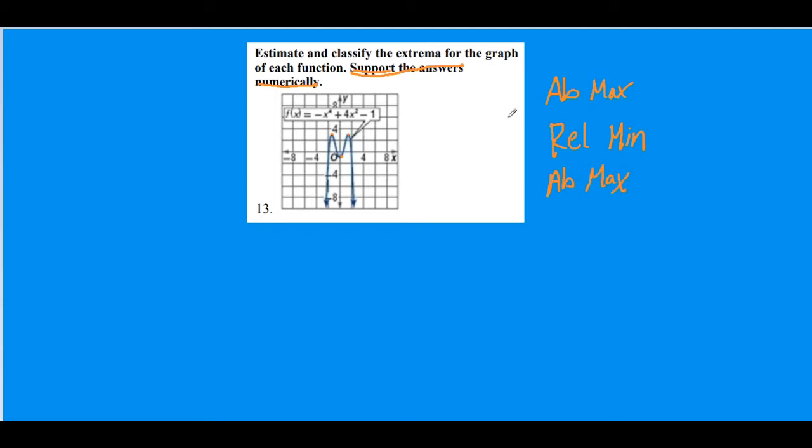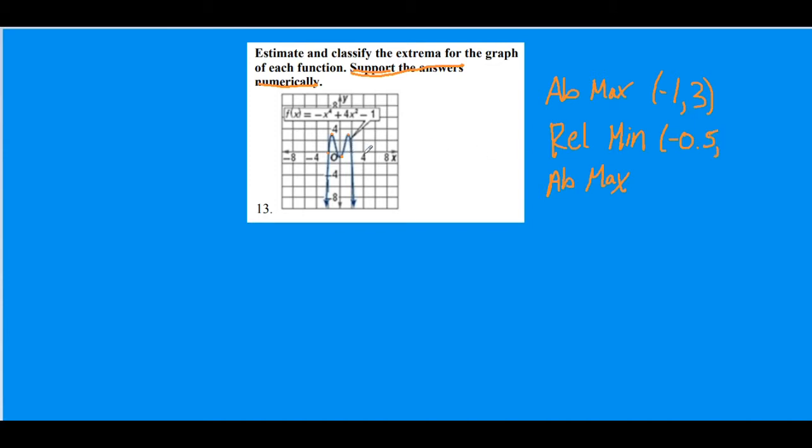And let's estimate these points. So let's see, what's our scale? Goes by 2's. So negative 2 is right here. That's about halfway. So let's say that that's negative 1. That's 4. This is 2. So negative 1, positive 3. Relative minimum. That looks like it's negative, well, that's negative 2. Maybe negative 0.5.